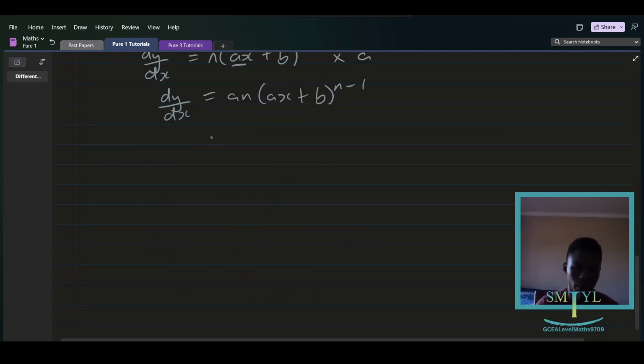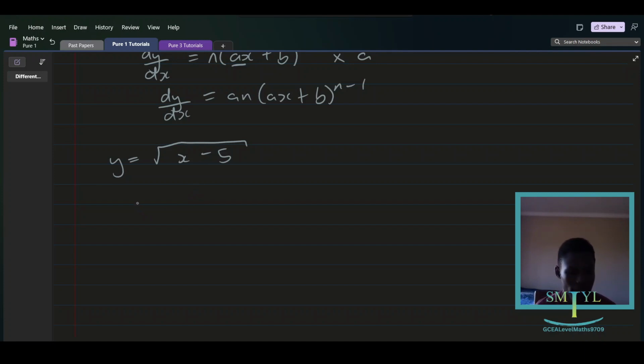Now let's look at one more example. Find the first derivative of y equals the square root of (x minus 5). Before you watch the solution, try to attempt to solve this one on your own, and then when you're done, you can check to see if you did the right thing. So here comes the solution. We know that we can write the square root sign as the power half. So this can be written as (x minus 5) to the power half.